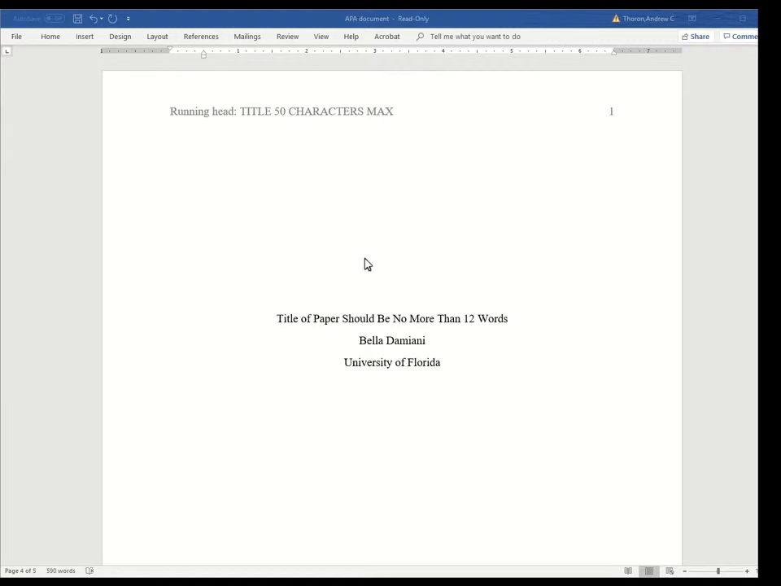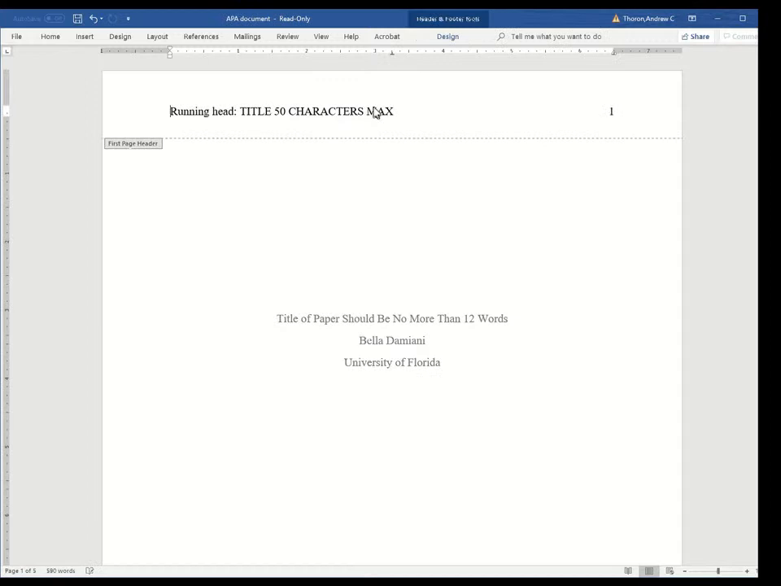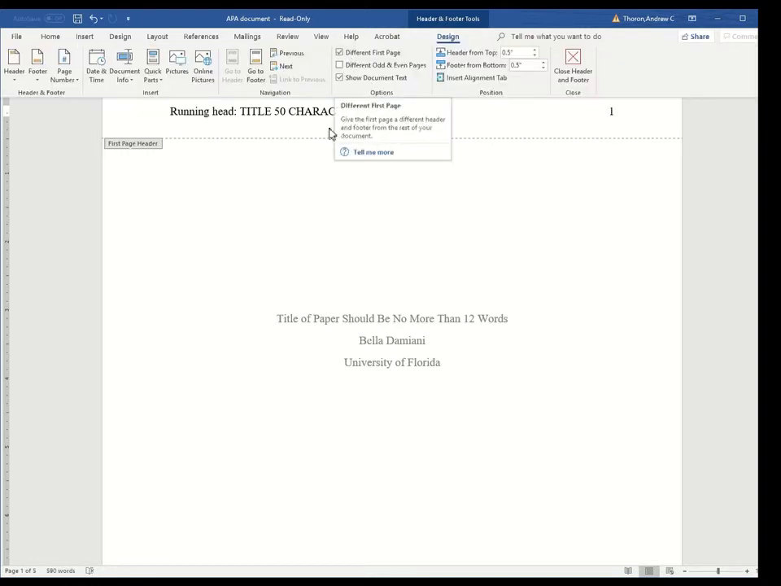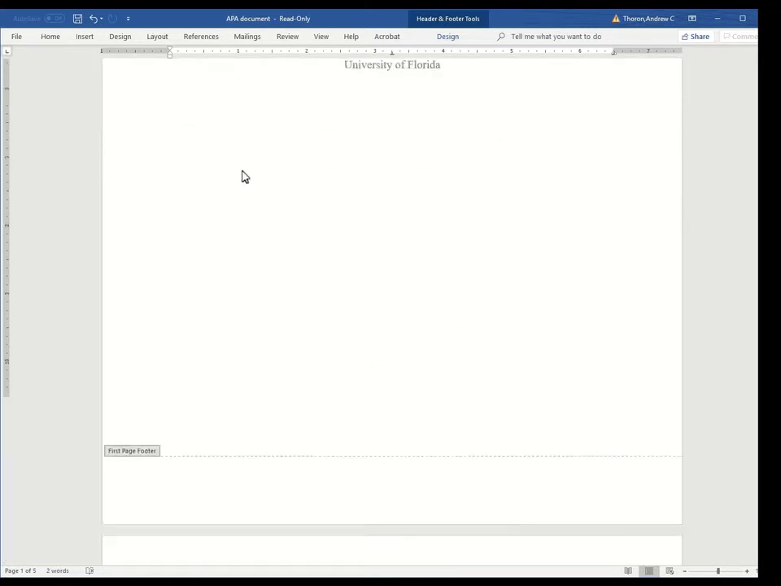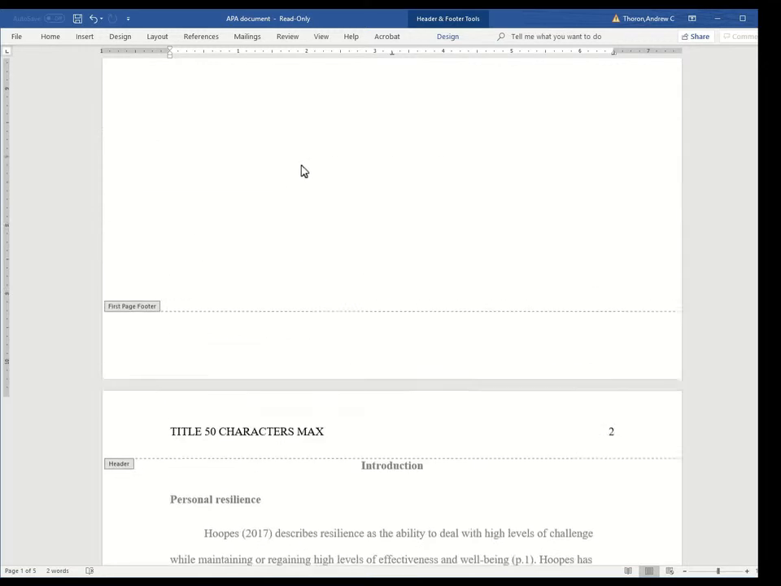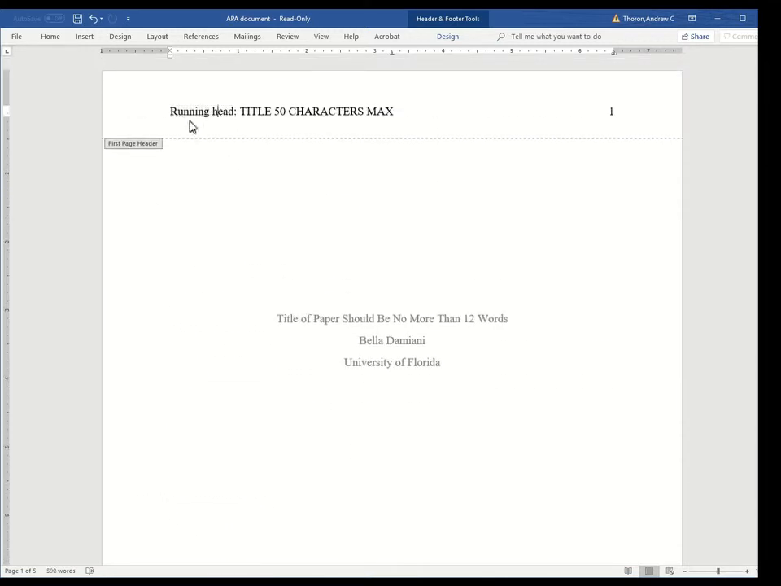So let's start with the cover page. We'll begin with the heading. If you notice in the heading there is a running head. And it's important when you use the header function that you click different first page. This is important because on the first page, running head is included, but on the rest of the pages, it is not.